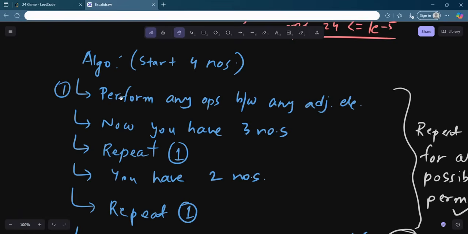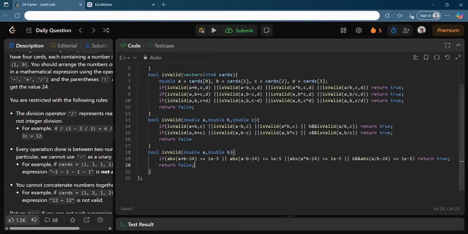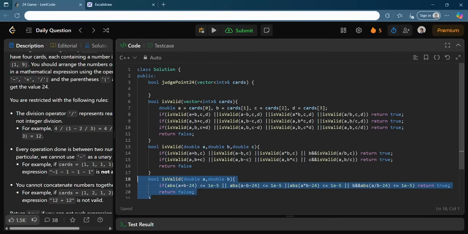So you see, you perform this whole algorithm, performing any operations between any adjacent elements. Now you have three numbers, repeat one. You have two numbers, repeat one. You have one number, and this should be 24. That is, its difference with 24 should be very small. So I hope that until this portion it is very clear to you.